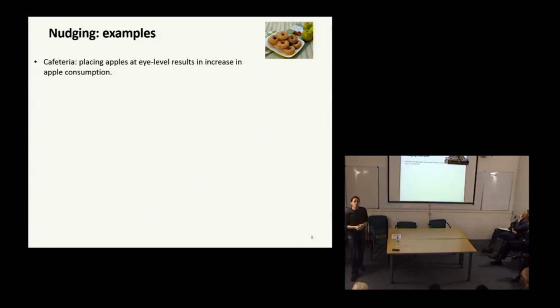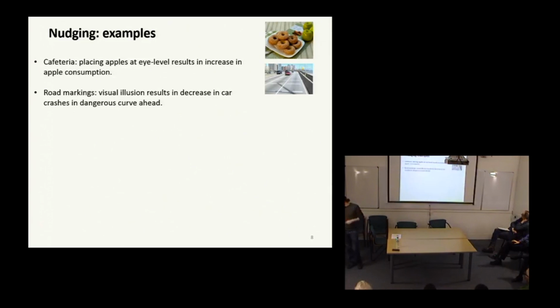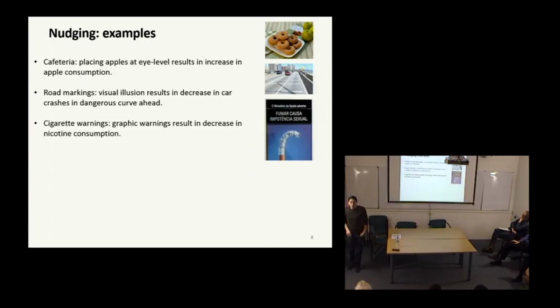So let's go through some examples just to make sure that we're on the same page. The cafeteria example is the most famous one. The things you put at eye level will be more likely to be picked by customers. So if you place apples at eye level rather than donuts, you're going to increase overall apple consumption and decrease donut consumption. This is the lines on the road. It's an example in Chicago. The effect was phenomenal. I mean, the drop in deaths from car crashes further on in the dangerous road was remarkable.